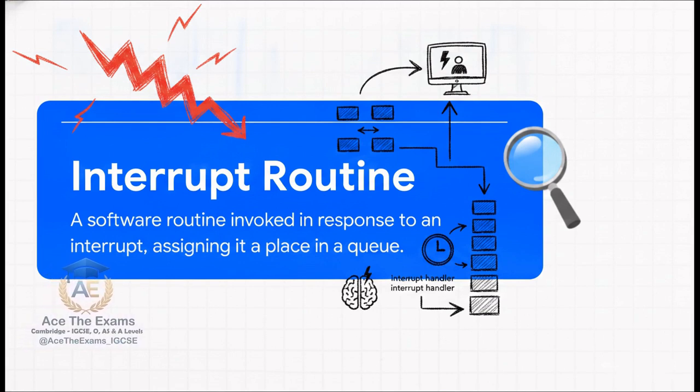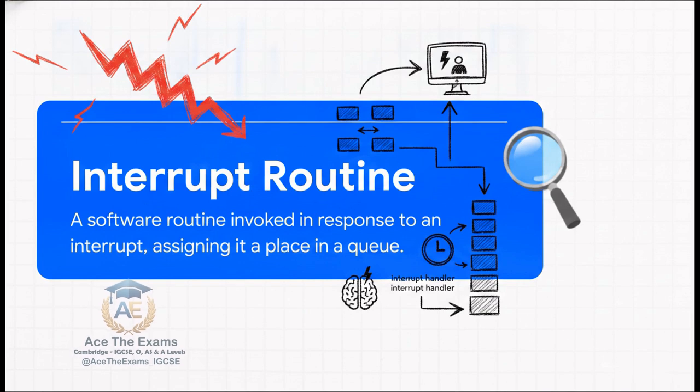A modern processor might handle thousands of these interrupts every single second, but it happens so incredibly fast that you and I never even noticed the OS took a break to put out a fire.